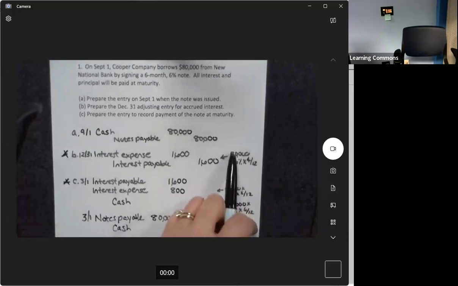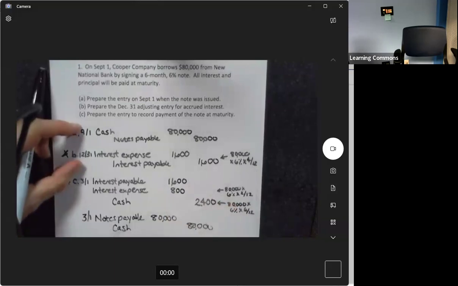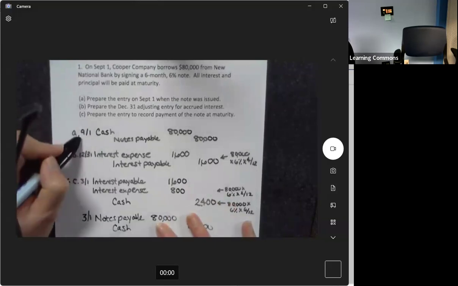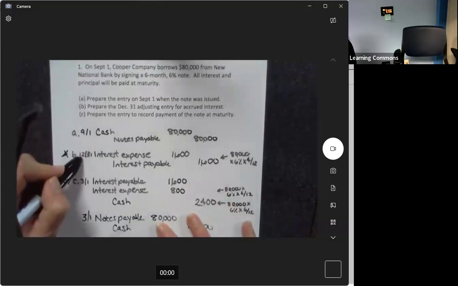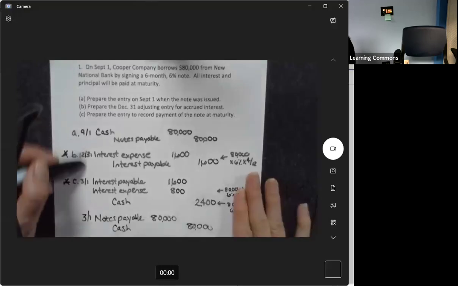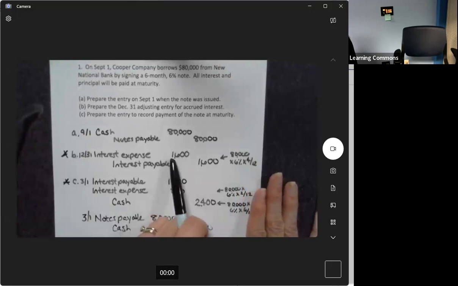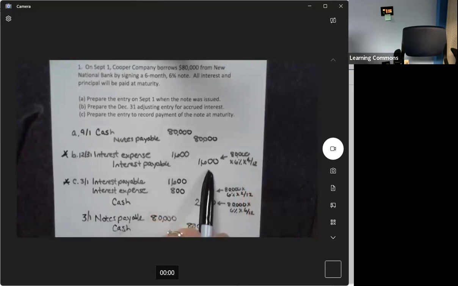So we've got to record a liability for the interest payable. And then again, where we get to that, 80,000 times our 6% times 4 months out of 12 is our year-end adjustment. Because if we think about during this current year, we borrowed the money on September 1st. It's now December 31st. So what's happened is September, October, November, December, 4 months have passed. So we've incurred 4 months of interest, even though we haven't paid for it yet. So we go ahead and record a $1,600 expense and a $1,600 liability for the interest payable.